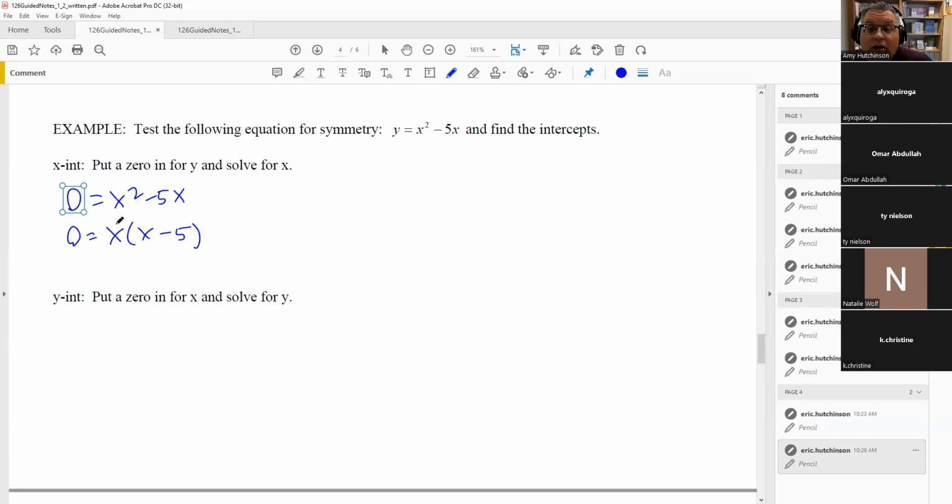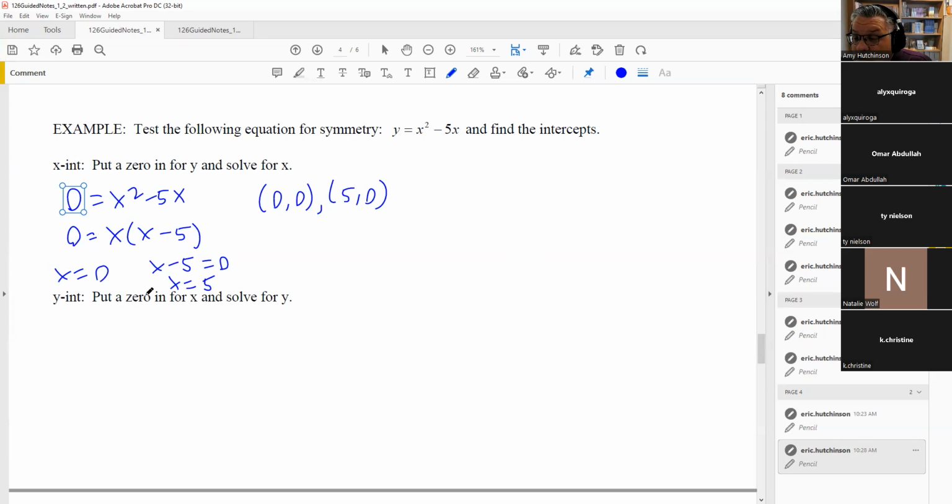Whenever you have two things multiplied together and it equals 0, that means you're going to set both of these individually equal to 0. So I want to do x equals 0 and x minus 5 equals 0. If either this one is 0 or that one's 0, the whole thing will be 0, which means I get 0 and 5. That tells me that (0, 0) and (5, 0) are going to be your two x-intercepts.